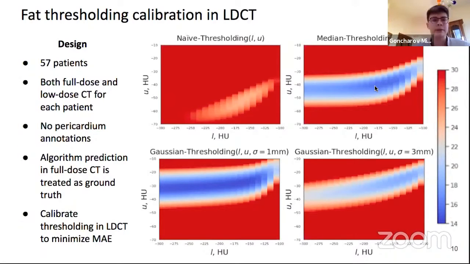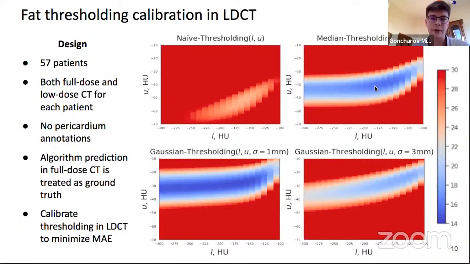So we did not annotate pericardiums in these images, and we used the trained network to predict pericardium anterior regions in both low dose and full dose CT images. And then we did the following. We calculated the ground truth epicardial fat volume for each patient in full dose CT image using the median thresholding as a gold standard for full dose CT images.